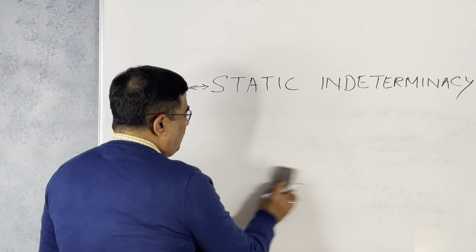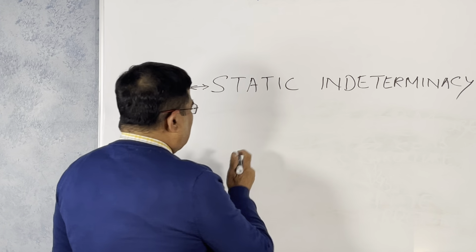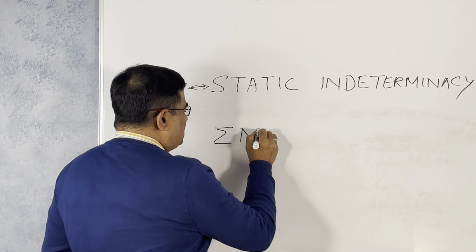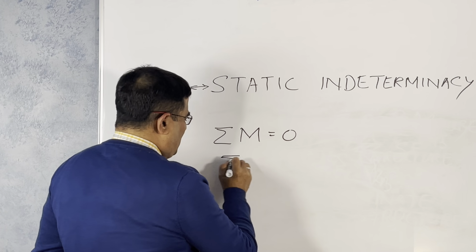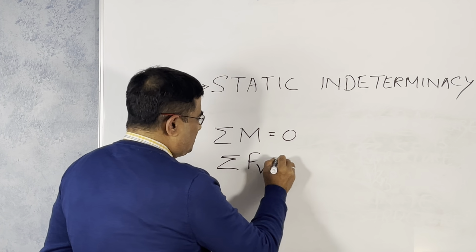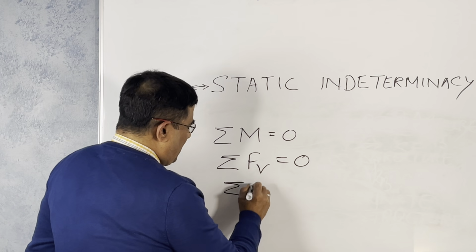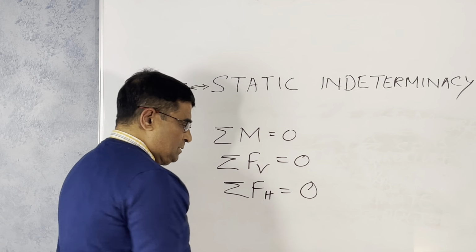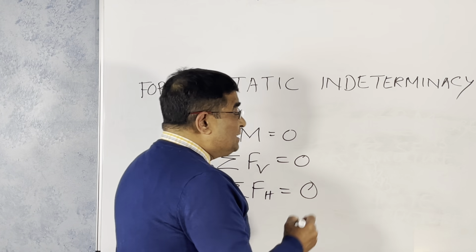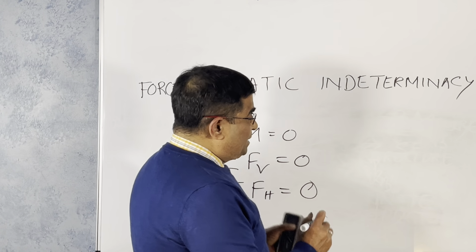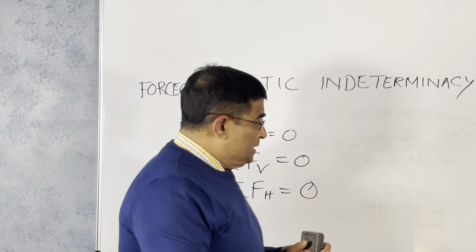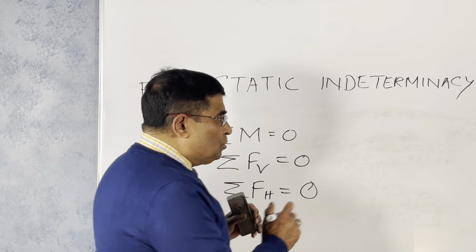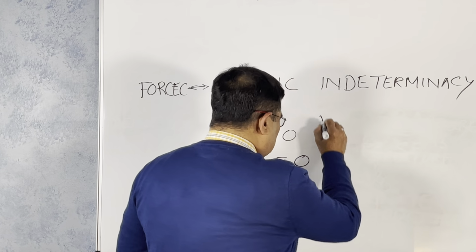There is a thing, you know that sigma M equal to 0, sigma V equal to 0, sigma H equal to 0, 3 equations. That doesn't mean that having 3 reactions means it is stable. This is not true. There are 2 exceptions.